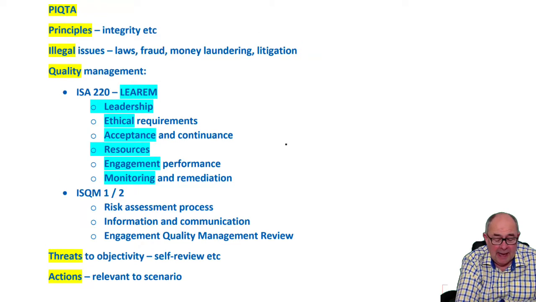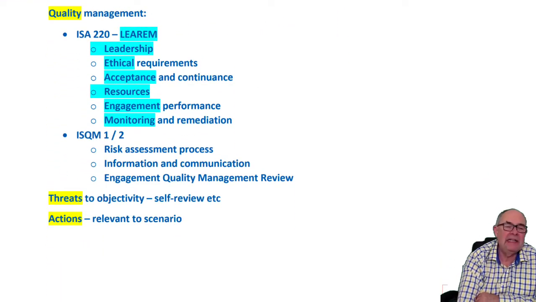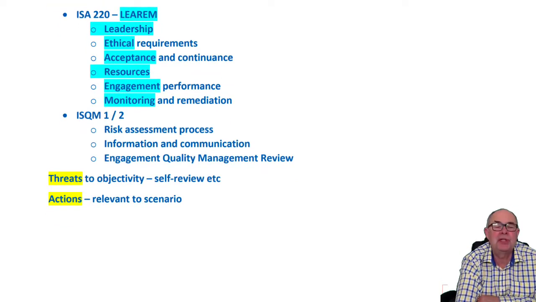But because quality management is there, then I think probably we might need to brainstorm that as well. So remember, there is ACCA 220, which deals with quality management at the audit level and talks about the 6 components of quality management at the audit level. For them, I use the mnemonic LEREM: Leadership, ethics, acceptance, resources, engagement performance, and monitoring.